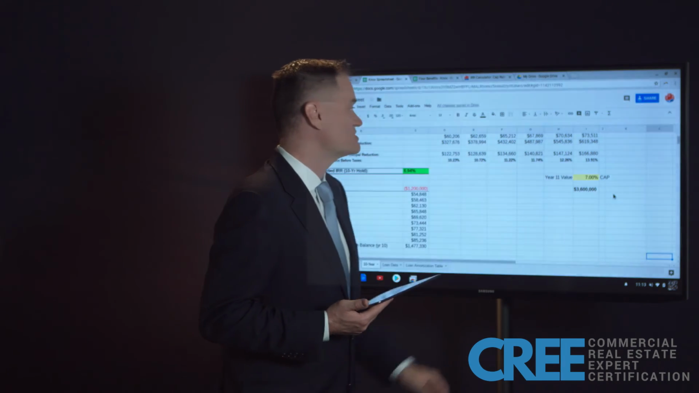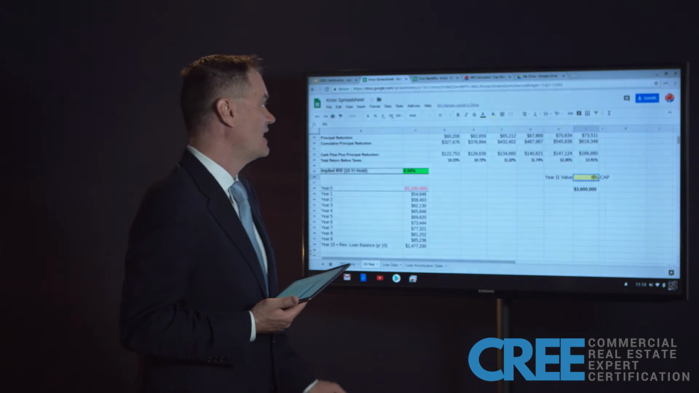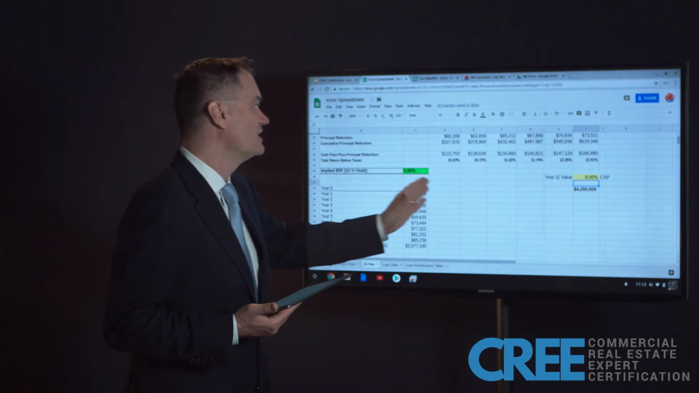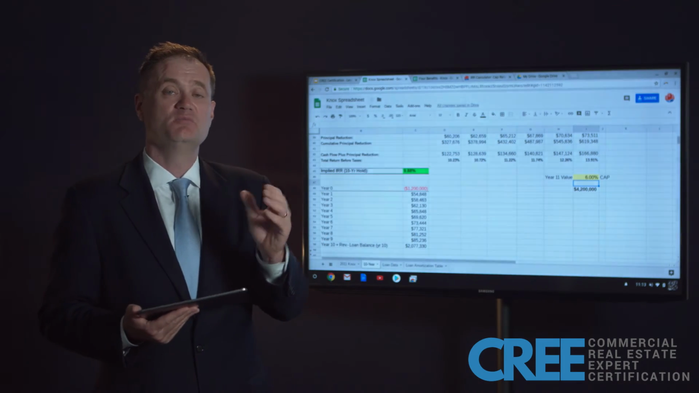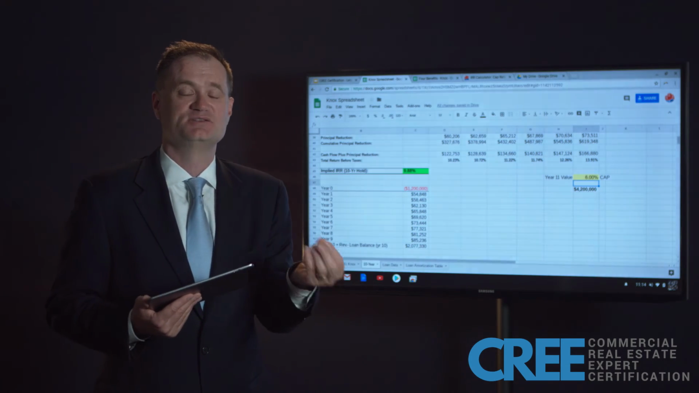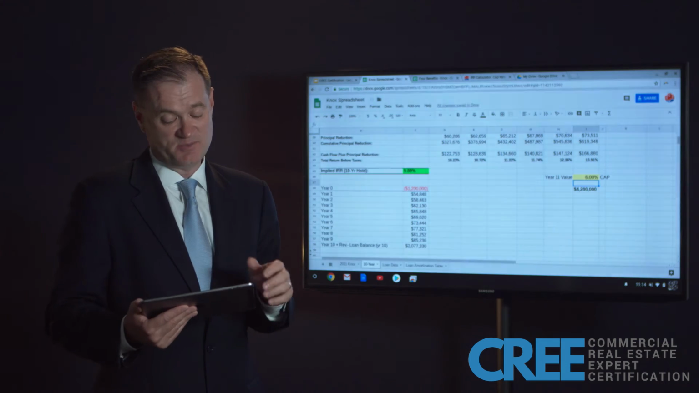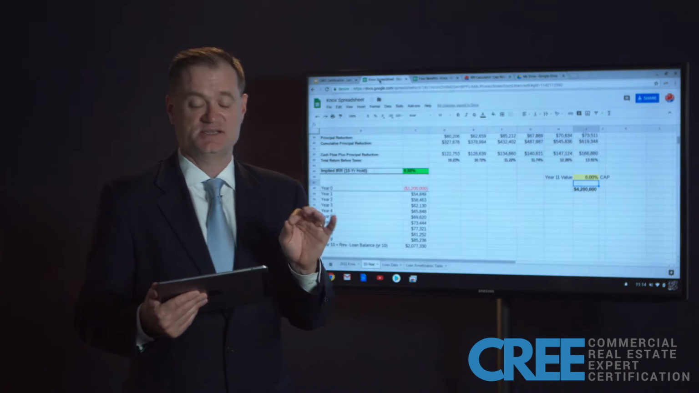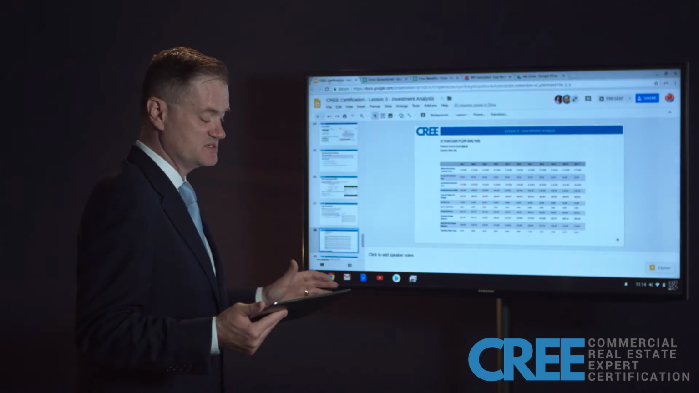If we put that 6% cap back in there, let's see what happens. We get almost a 10%. So our cash flow is growing very slowly because our income is growing at a reduced rate to the expenses. So something to keep in mind to be able to look at and test and play with. So back to our presentation here.